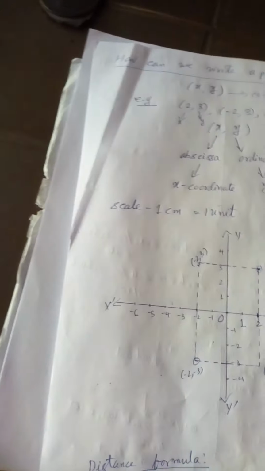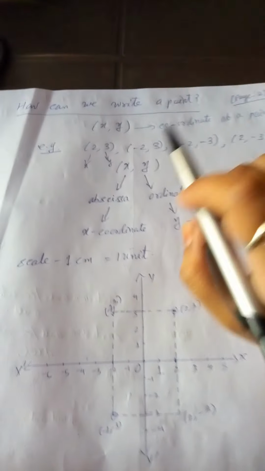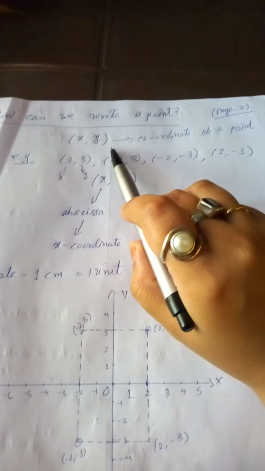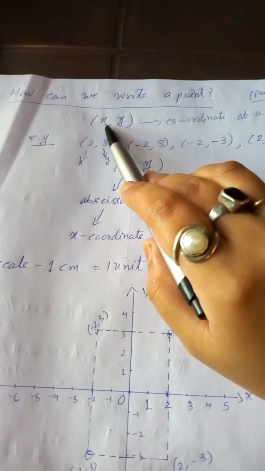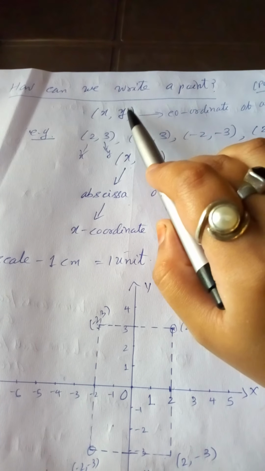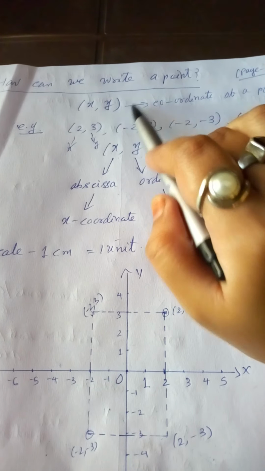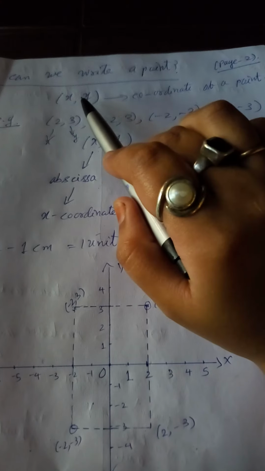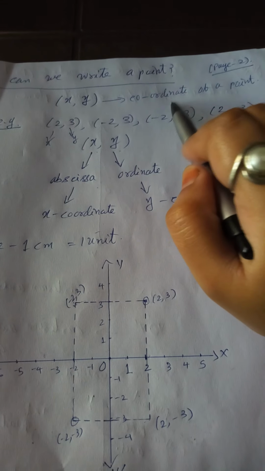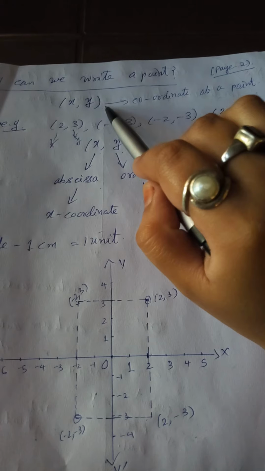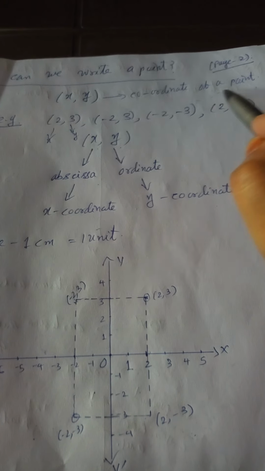Next, let's see how we can write a point. We can write a point this way. First write the x value, then a comma, after that write the y value, and keep these two x and y values inside a small bracket. Then this is called a point. So what does the coordinate of a point, (x, y), mean? This is the coordinate of a point.